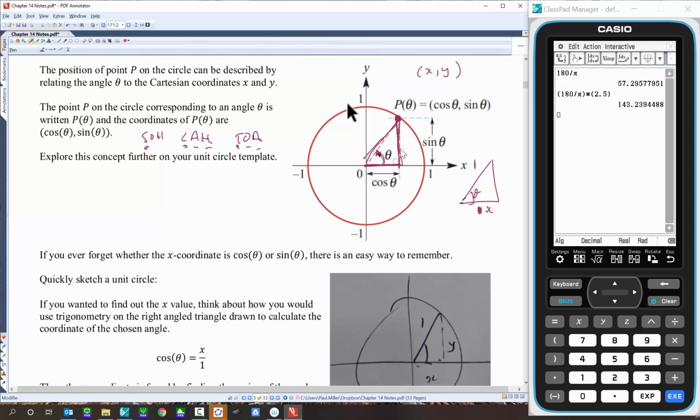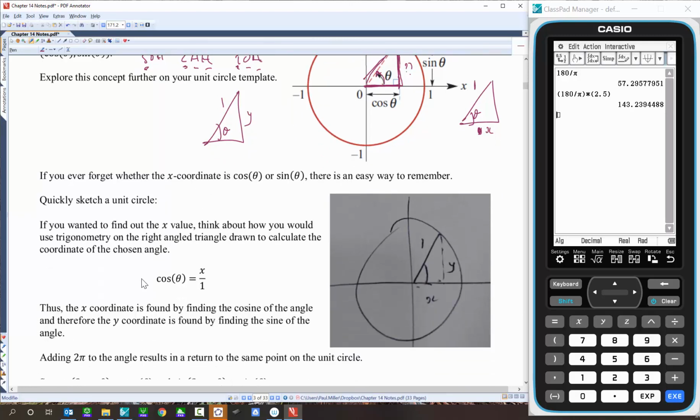Now let's have a look at this y value. We'll say that that's y, that's theta, and that's 1. That would be opposite over hypotenuse, and that's sine. So this y value, how high it is, is given to us by sine. So that's how we get those y values. If you ever forget, I quickly sketch a unit circle, whack in the radius, which is 1, and go from there.